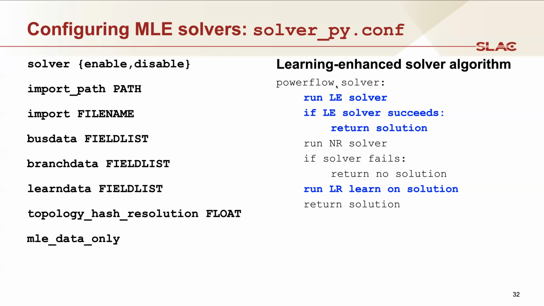So the basic algorithm is this. When we go to run a power flow solution, we first run the learning enhanced solver, and if it succeeds, we return that solution. If it fails, we run the Newton-Raphson solver, and of course, if that solver fails, then we don't have a solution, and we just tell Gridlab-D we're done. We can't solve this problem. But if it succeeds, we hand that solution to the learning component of the MLE solver implementation, and then we return the solution that was found.